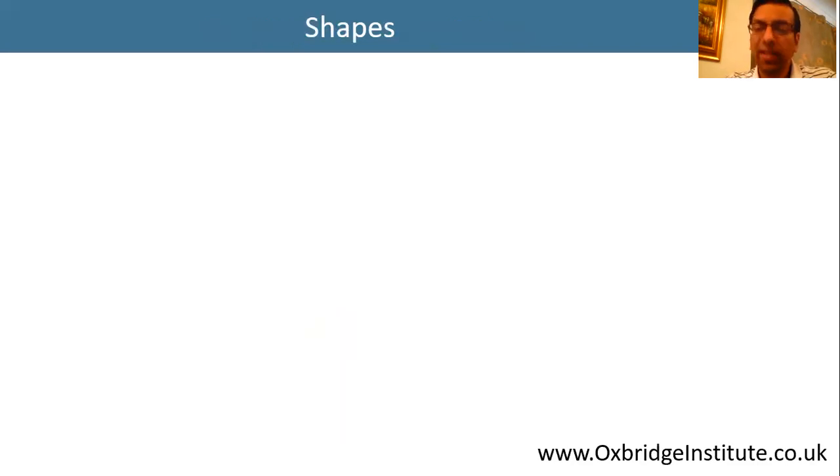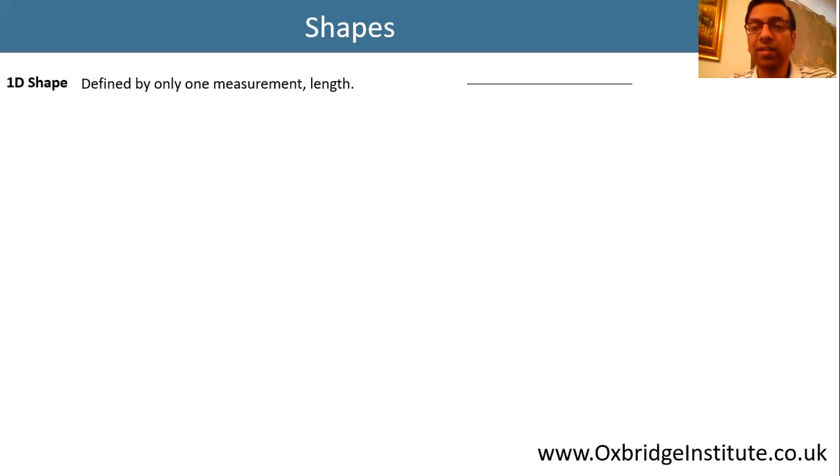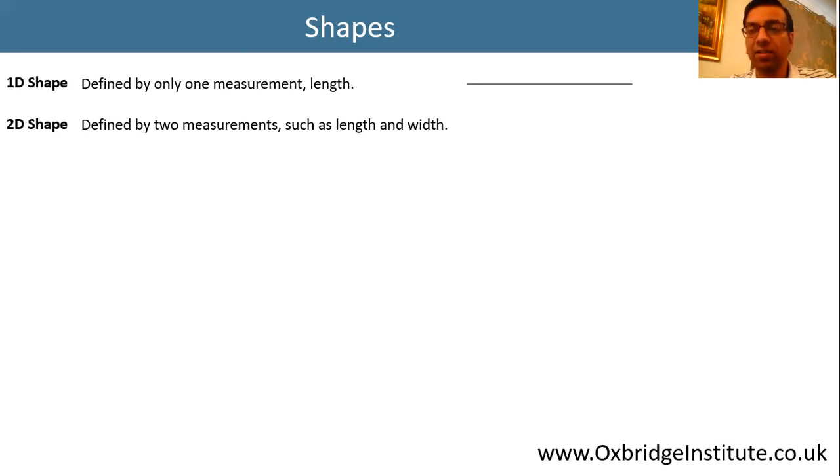Before we go on to area, perimeter, and volume, let's understand a little bit about basic shapes. We can have a 1D shape, which is basically just a straight line. So it has only one unit of measurement, which is the length. Then we have a 2D shape, which requires two parameters, such as length and width, in order to understand its shape.